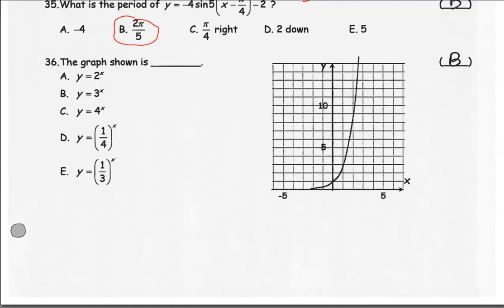Well, if you identify a point on the curve, notice that, for example, this point right here is the point (2, 9). And I can take other points too, that's actually on B here, because if we put a 2 in place of x, we would be evaluating 3 squared, which equals that 9. So that's how I could tell that for 36 the answer is B. It's 3 to the power of x function.